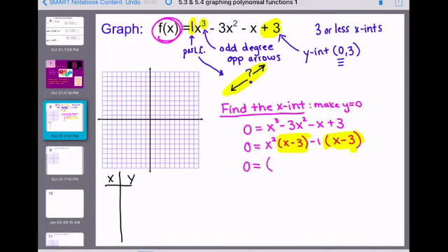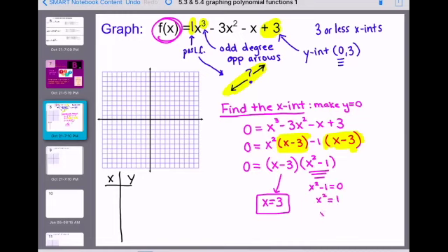I'm going to take that bubble, put it in front. And then the two remaining terms become a separate bubble. So one answer is x equals 3. The other two answers come from this quadratic. You can solve this quadratic either by doing a difference of two squares, or you could just do square root method.